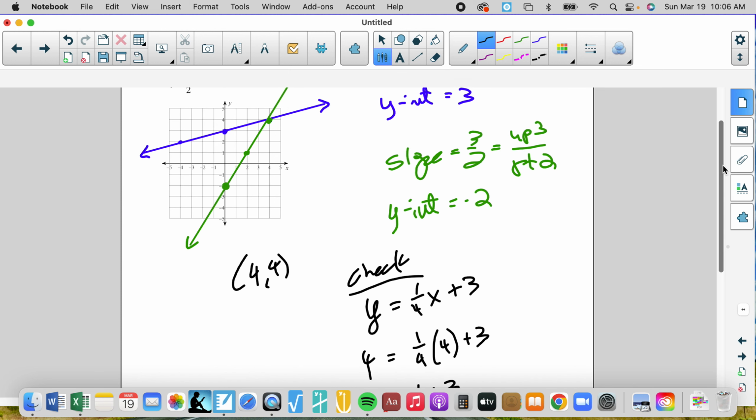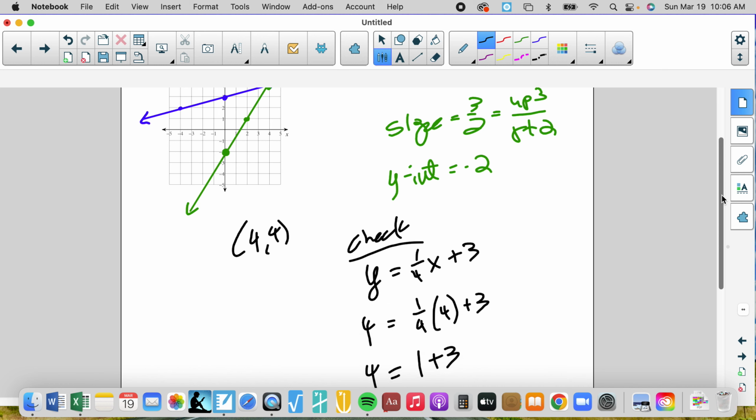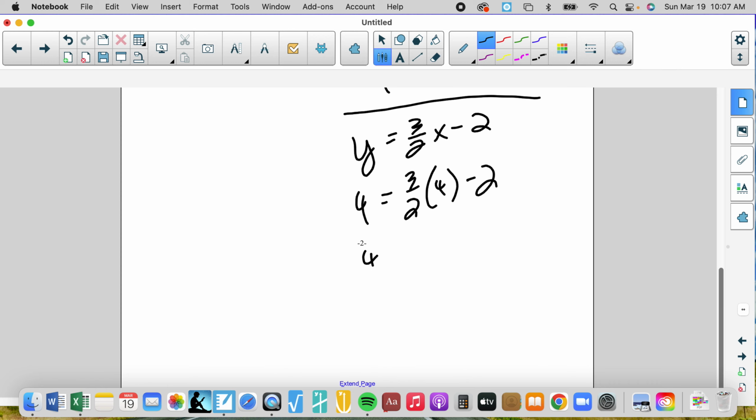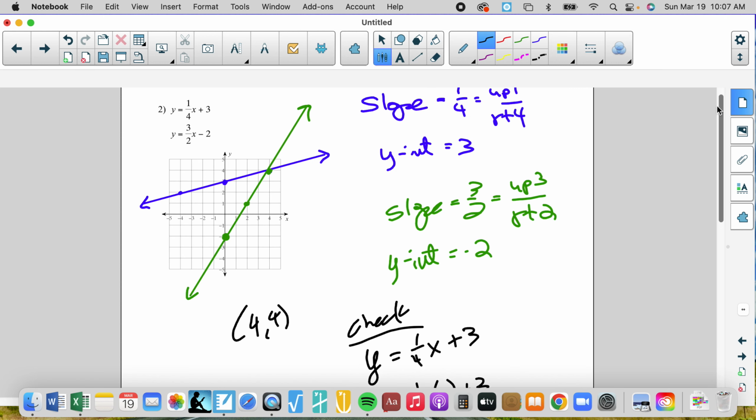And I'm going to check my other. We have y equals 3/2 x minus 2. I'm going to plug in 4 for my y. I'm going to plug in 4 for my x, and I get 4 equals, we're going to cross cancel. 3 times 2 is 6, minus 2 is 4, and we get a correct answer. So I know that that solution worked.